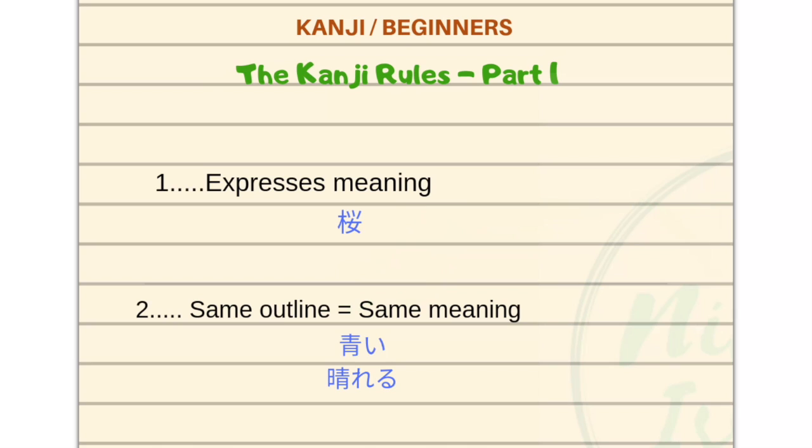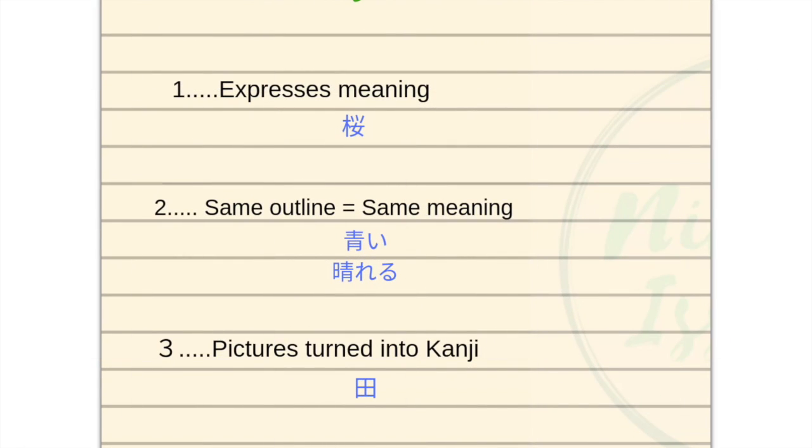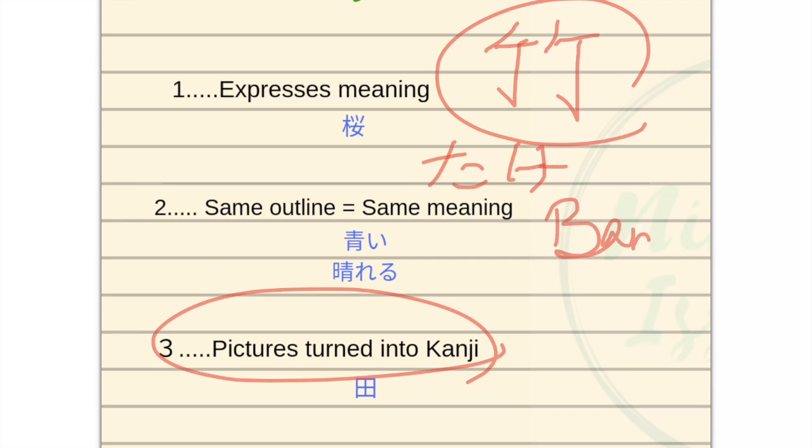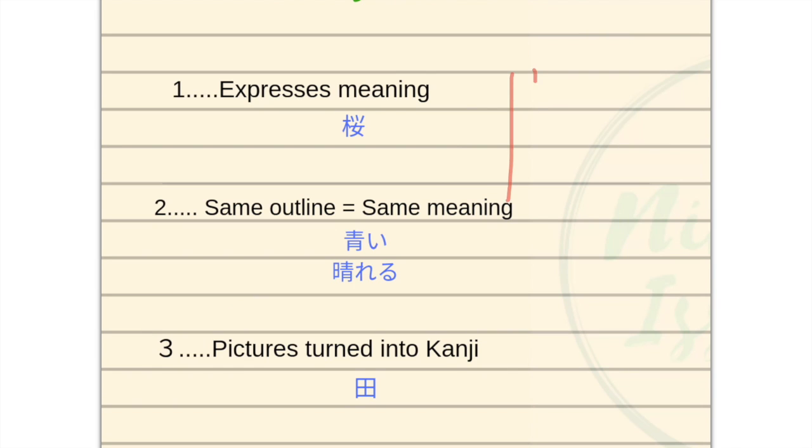Now let's move on to the third point, that is, pictures are turned into kanji. Here we have to use our imagination, and let us take the example of this kanji. This kanji is called take, or in English it means bamboo. So Japan has a famous bamboo grove called the Arashiyama bamboo forest in Kyoto.